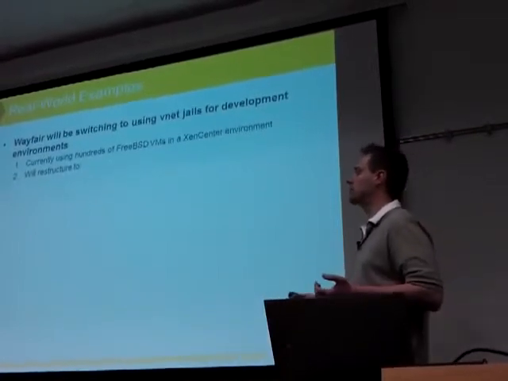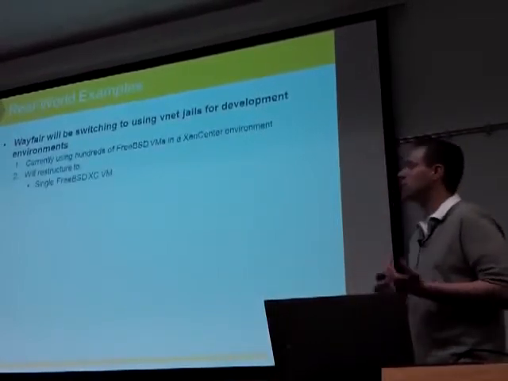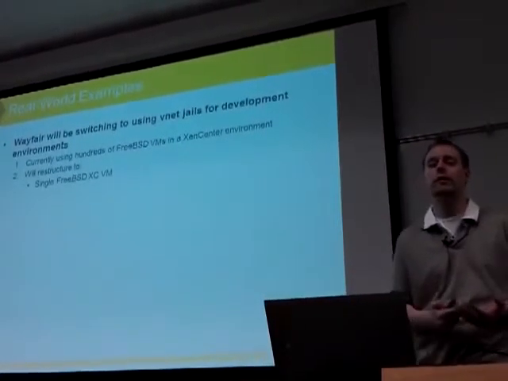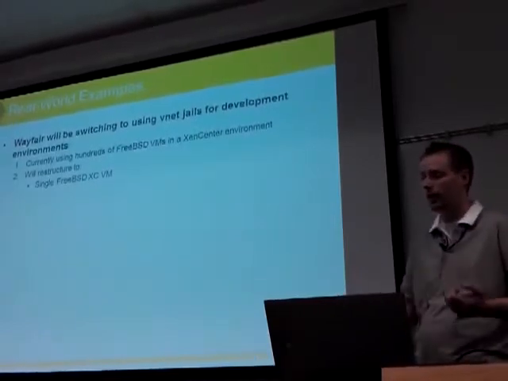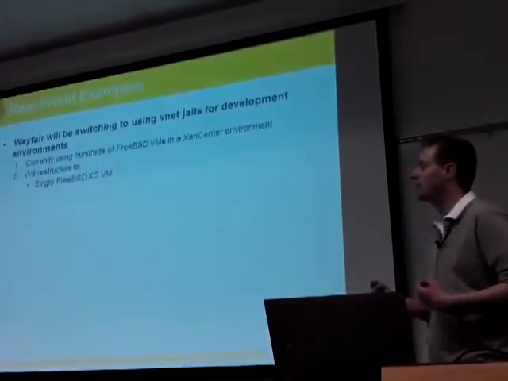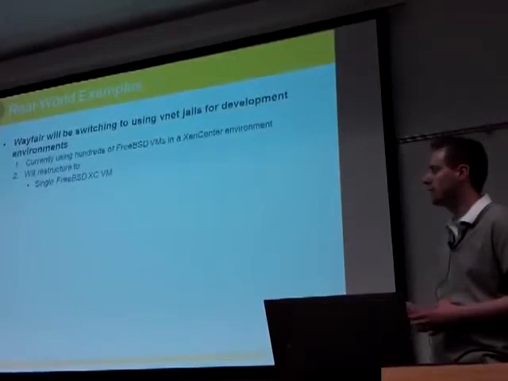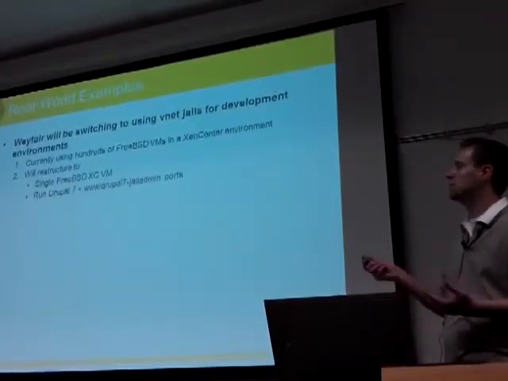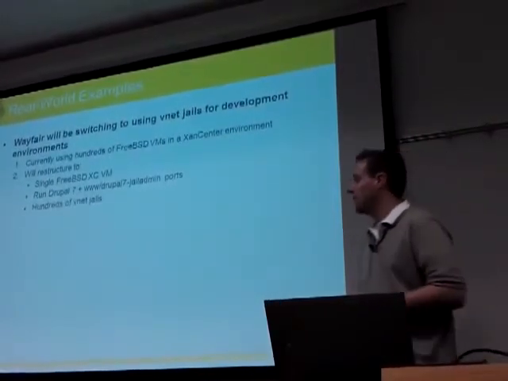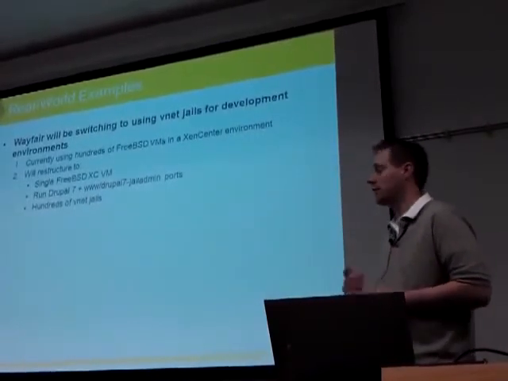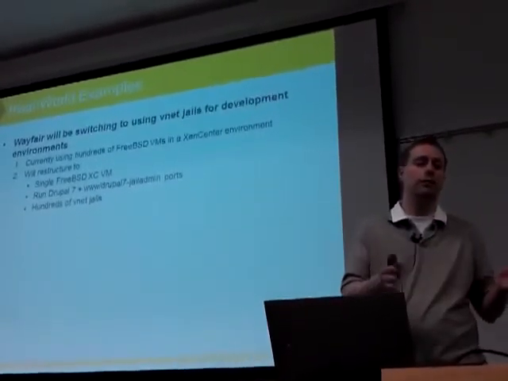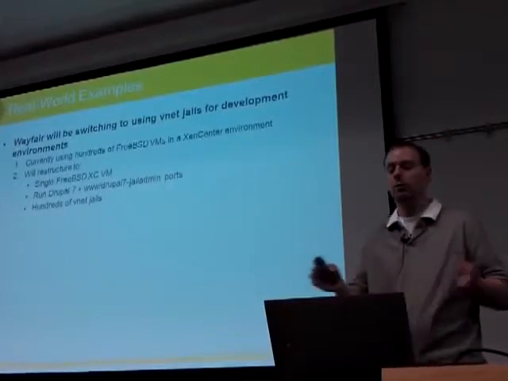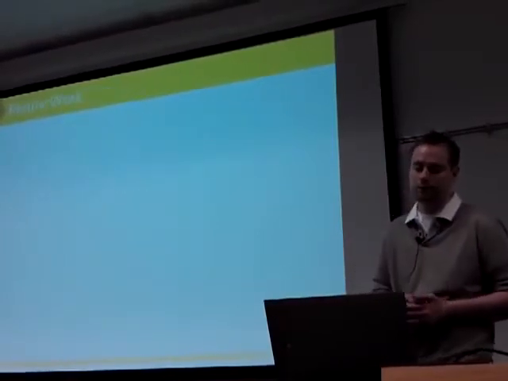So we're going to restructure that to something more efficient, to a single FreeBSD. We're still going to use Xen Center because we still need to run other operating systems. But we're going to use a single FreeBSD Xen Center VM, and we'll run my Drupal 7 module. And then that VM will run hundreds of VNet jails. Rather than hundreds of full-on VMs in Xen, we're going to switch to hundreds of jails.